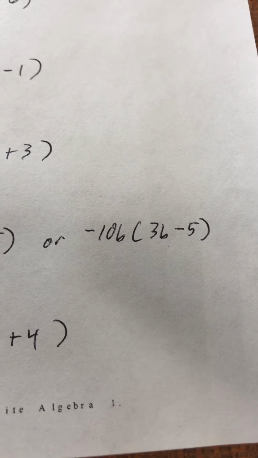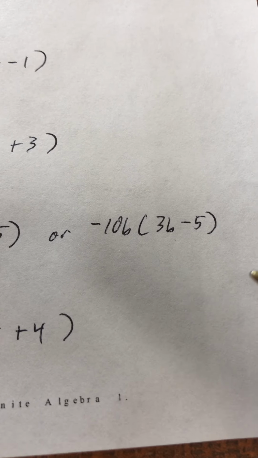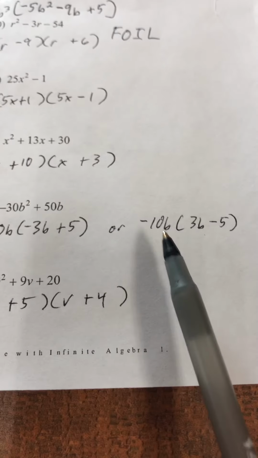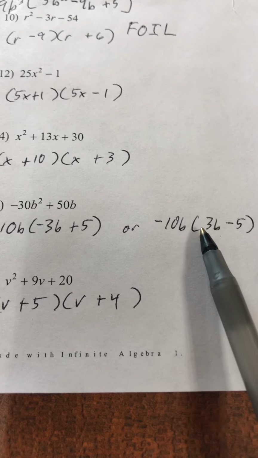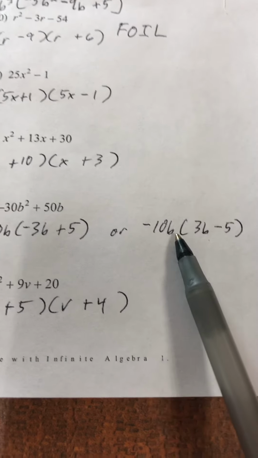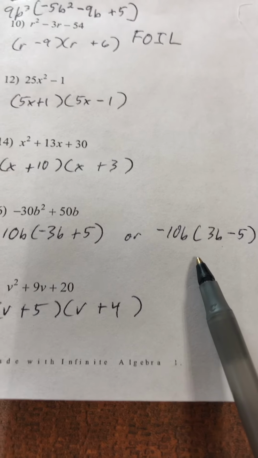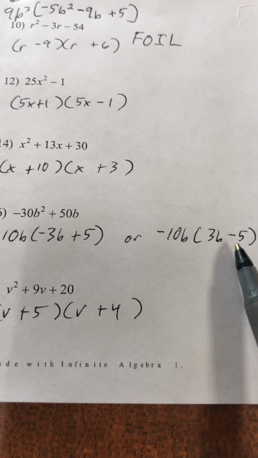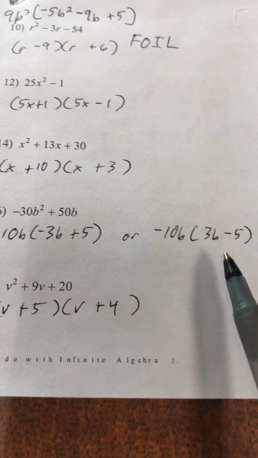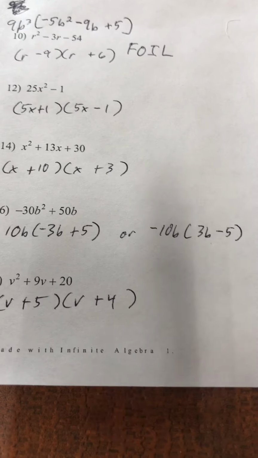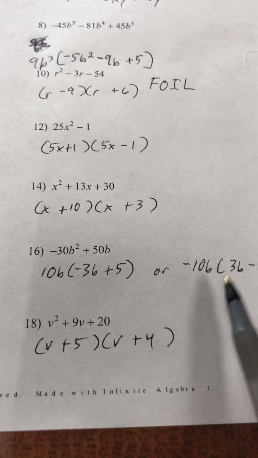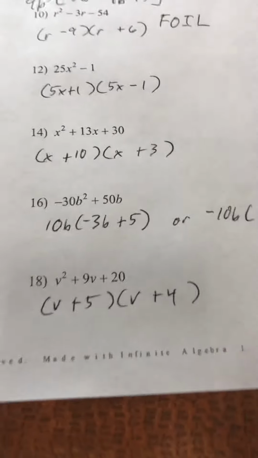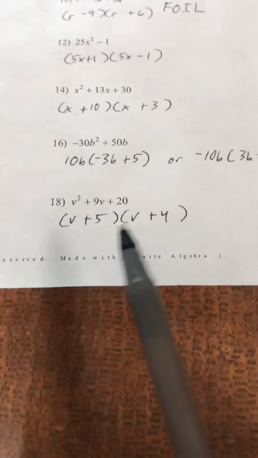And I remember at the beginning of this unit, she was saying something about factoring out the negative. So it could look like this. I could factor out a negative 10b. Negative 10b times the 3b would give me the negative 30b^2, and negative 10b times the negative 5 would give me a positive 50b. So either one of these. I'm kind of thinking she wants this one because she said something about factoring out the negatives at the beginning of this unit.